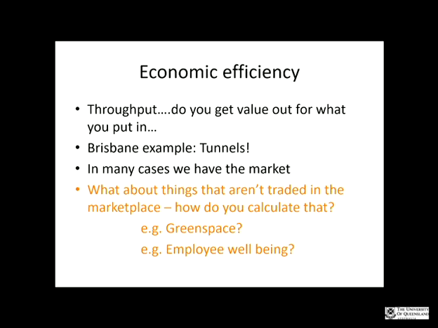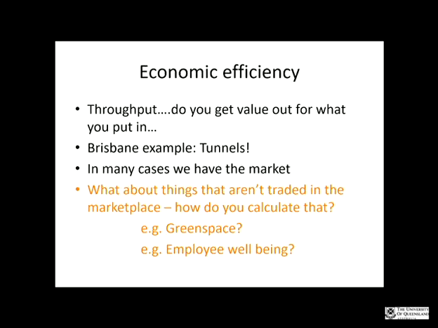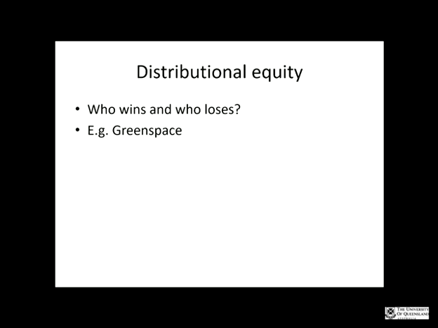There'll be some other variables too. But what about green space? How are we going to do that? We might come back to that one next week as well. Part of this, so that's economic efficiency, is we need to think about distributional equity as well, another general category that we're talking about here.